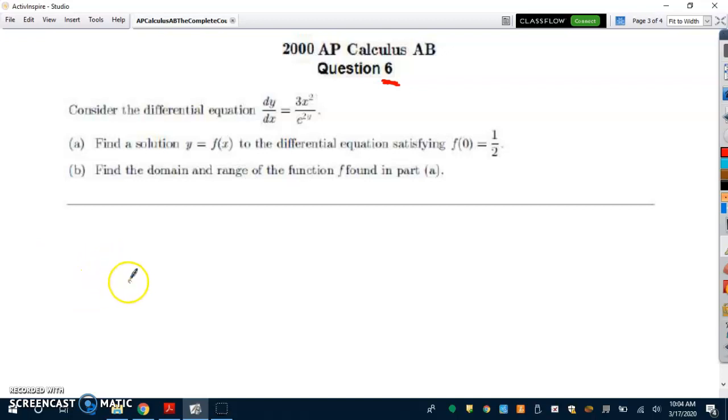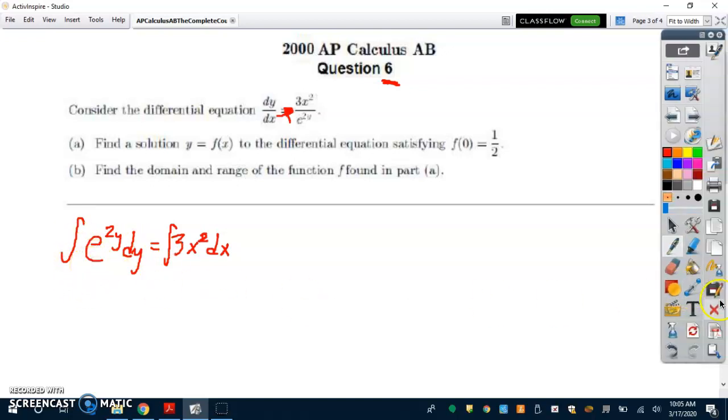So go ahead and cross multiply on both sides here. You're going to get e to the 2y dy equal to 3x squared dx. And now we're going to integrate both sides of this to solve for this differential equation.